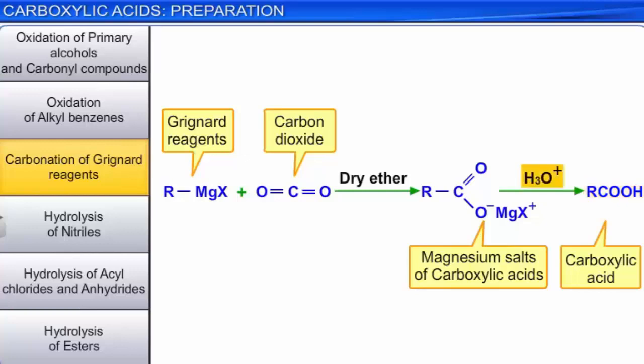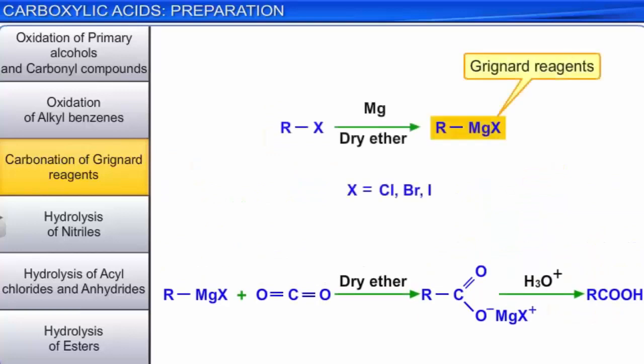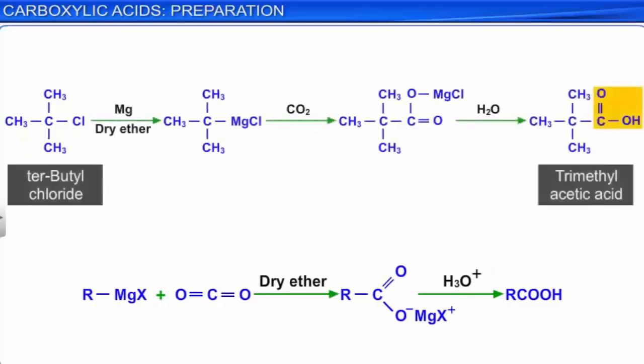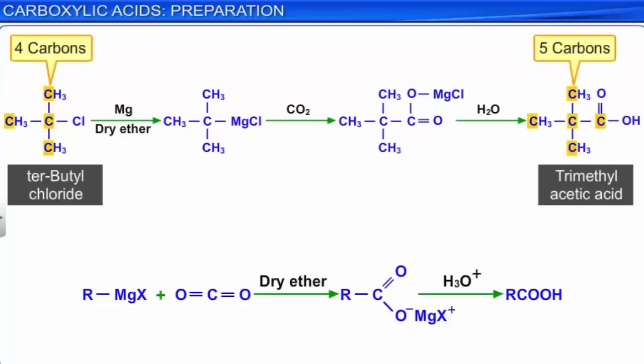Grignard reagents can be obtained by the reaction of alkyl halides with magnesium metal in dry ether. The conversion of trimethyl acetic acid from tertiary butyl chloride is illustrated here. Did you notice that the acid formed by this method contains one more carbon atom than the alkyl halide? Thus, this method has the special advantage of increasing the length of a carbon chain.